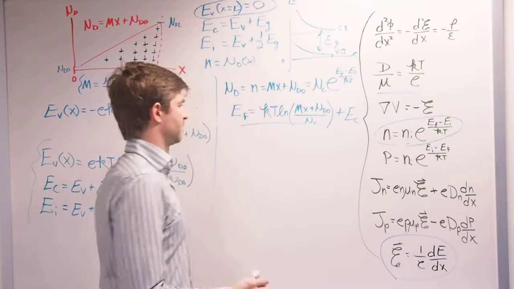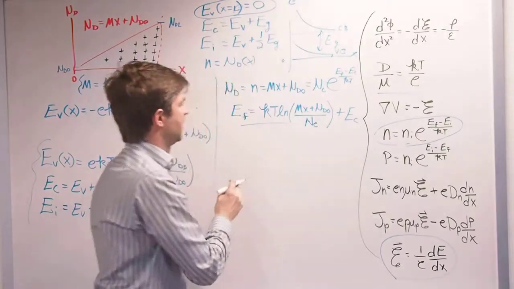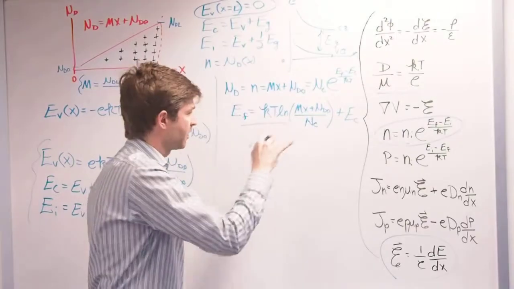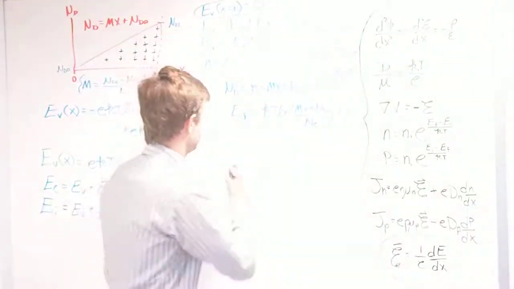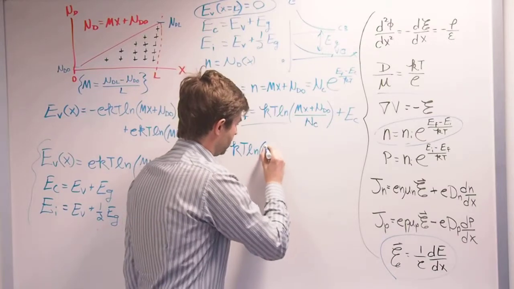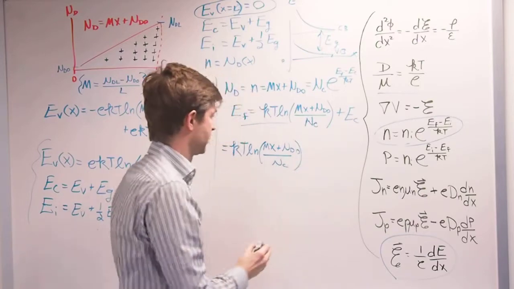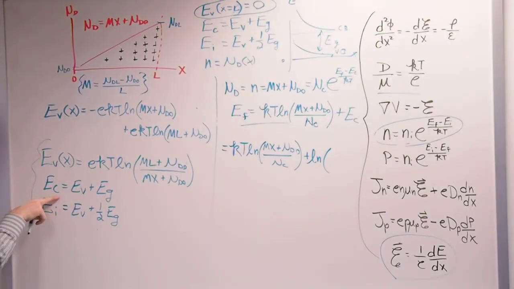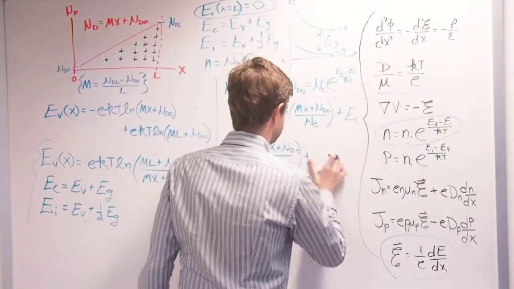Now you're thinking, wait a minute, we have a problem here. Now we have E_F as a function of x, so that means it's changing over distance. Well, that can't be right. Let's keep simplifying. Let's plug in E_C and see what happens. What is E_C? We're going to write kT natural log of (m x plus N_D0) over N_C, plus natural log, and E_C is just this plus E_G.